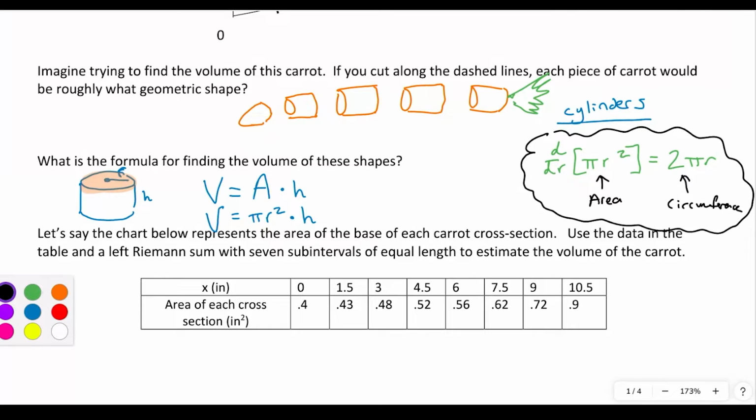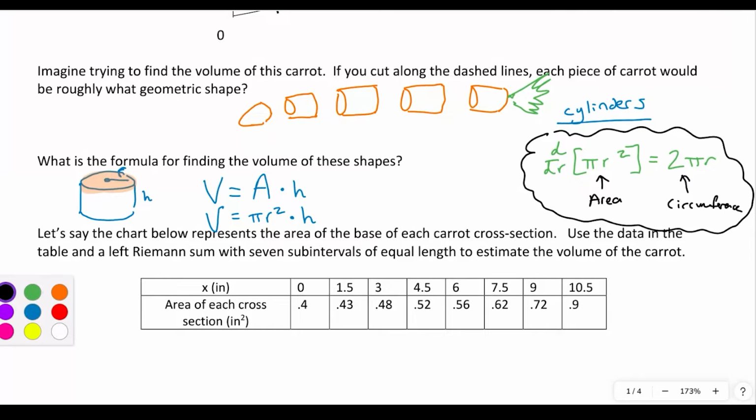4/3 pi r cubed. I want you to think about how you might get to that. Is it 4/3 or 1/3? 1/3 pi r cubed? Either way, think about how you get there from those two formulas. Okay, just some food for thought there. Let's go back to our business here. Just a little separate note there.